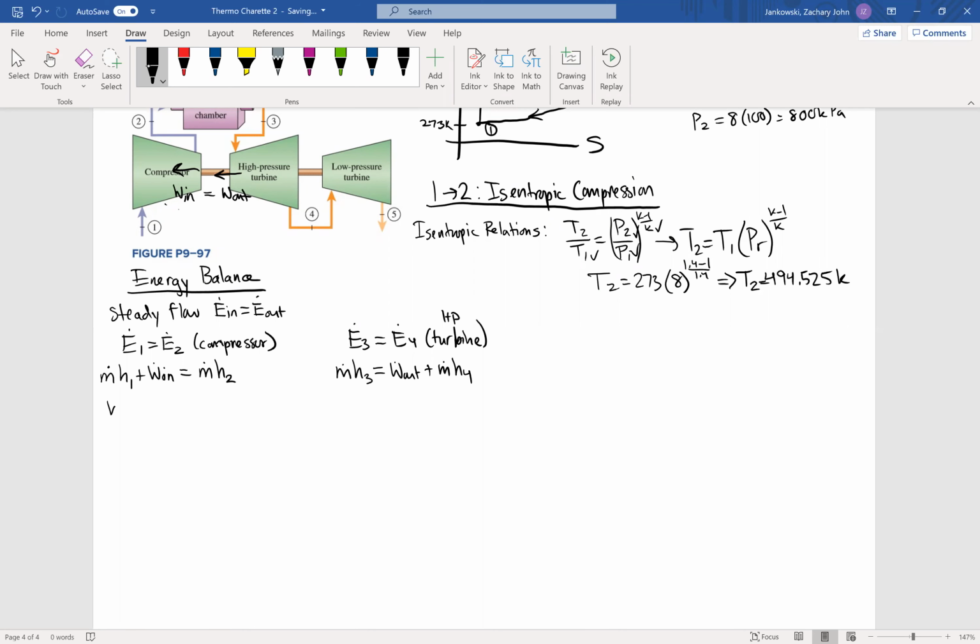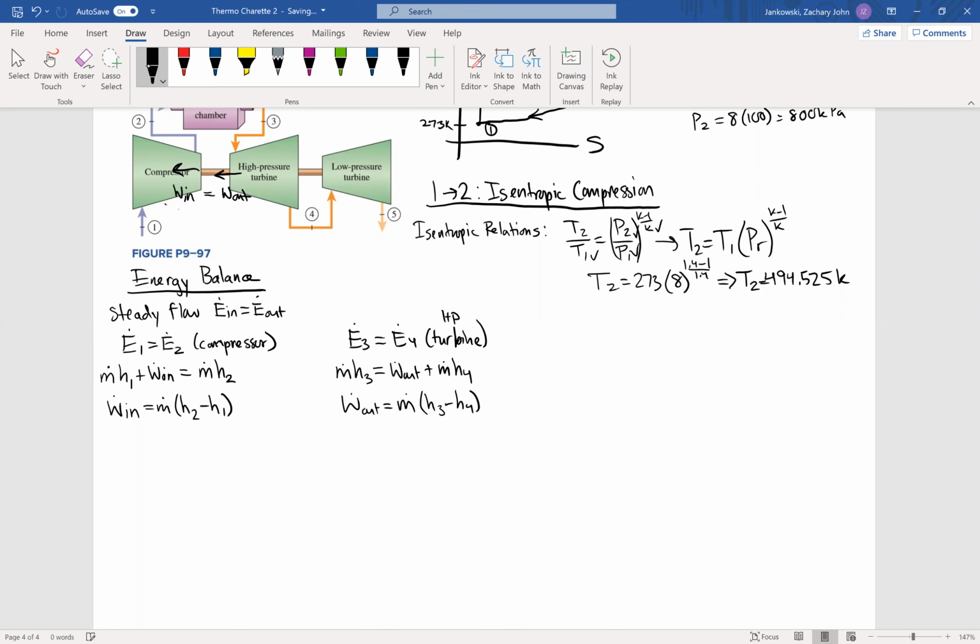Now, rearranging these equations in terms of power in and out, we get that our W dot in is equal to our m dot times our specific enthalpy at 2 minus specific enthalpy at 1. We get that our W dot out on the other side is equal to our m dot times our specific enthalpy at 3 minus specific enthalpy at 4.